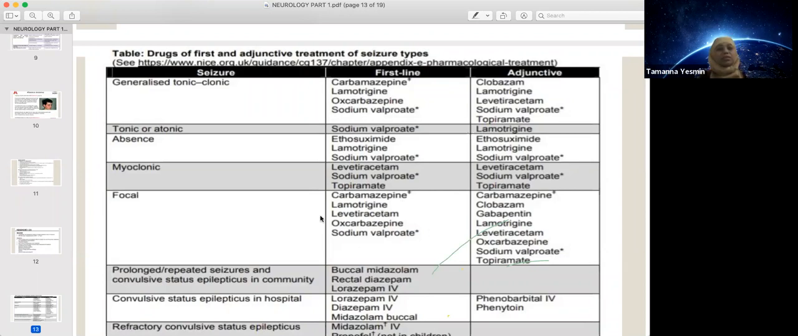Now, focal seizure, this question came many times. Carbamazepine. See, carbamazepine is the best drug for complex partial, benign partial, or simple partial, and generalized tonic-clonic. Carbamazepine is the best drug. Okay. Then lamotrigine, levetiracetam, oxcarbazepine, and sodium valproate you can use.